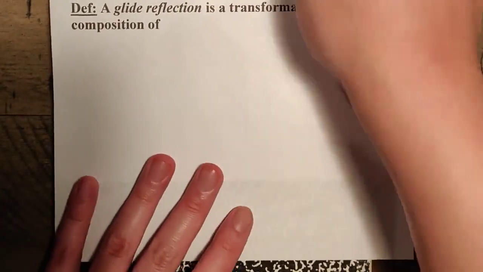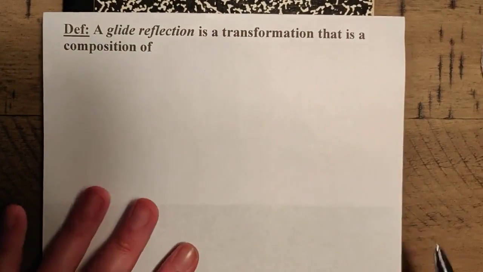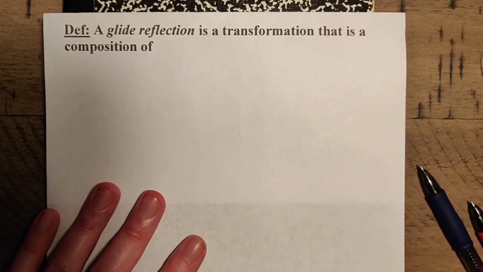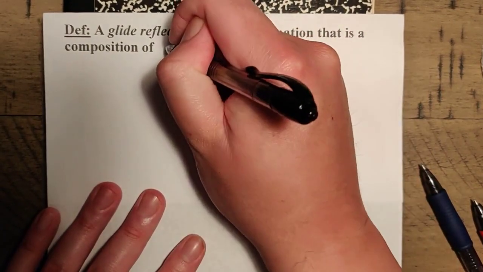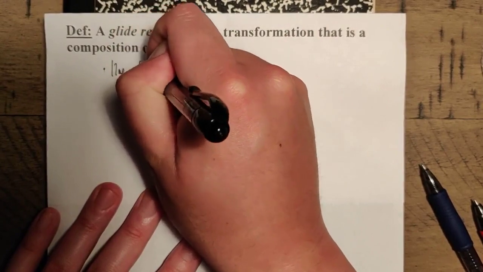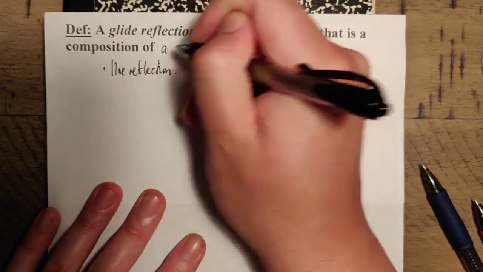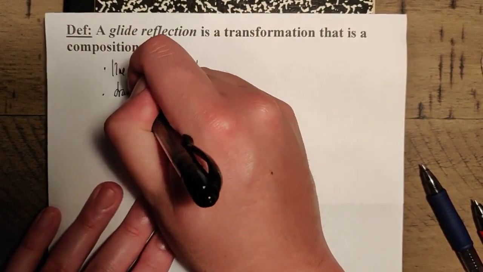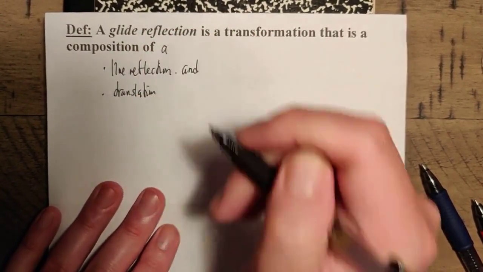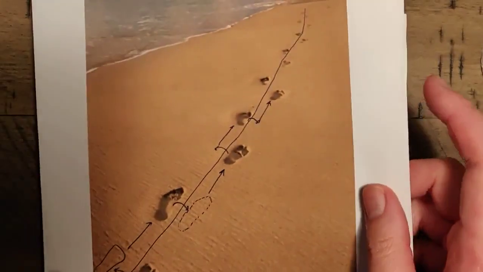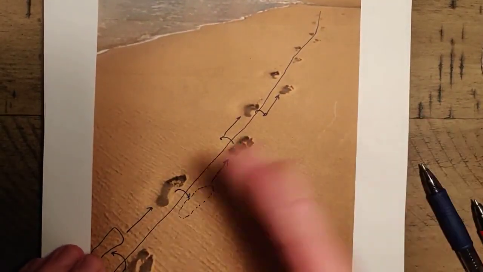So a couple things to note about the glide reflection we can mention. A glide reflection here, we can define as a transformation that is a composition of two things. It's going to be a composition of a line reflection, and a translation. Now, a couple things to note about our translation here. If we take a look at this, our line reflection makes a lot of sense because we're going to be flipping this back and forth here.